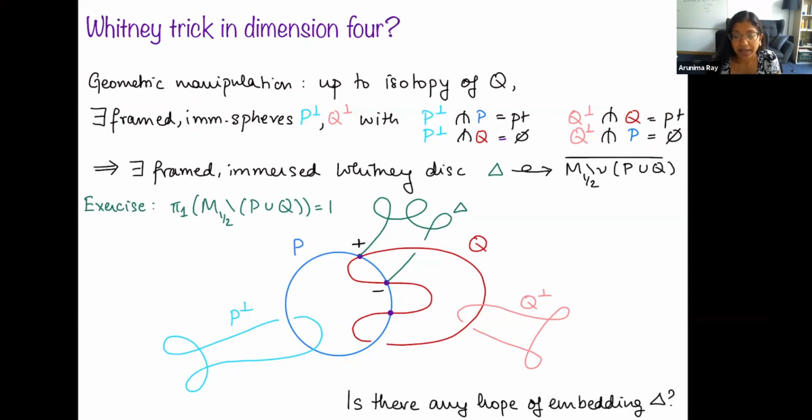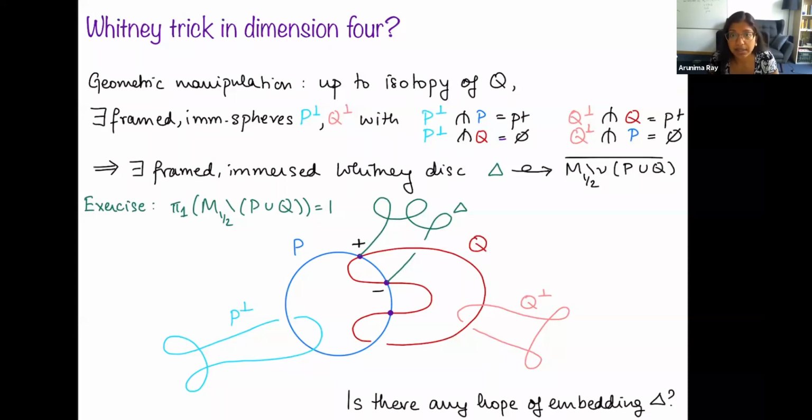And so what I have at the moment is this immersed Whitney disk. It's framed in the complement. So in my list of 3 questions from the previous part, I've answered 2 of them. And now what I need to do is embed this disk delta somehow. If I could do that, then everything would work out very nicely. But like we saw last time, in general, I can't just replace any immersed disk by an embedding. I need to have some extra input.